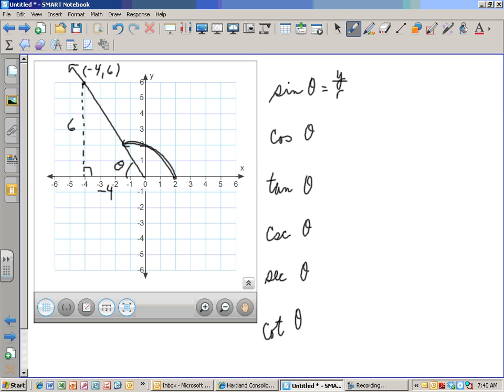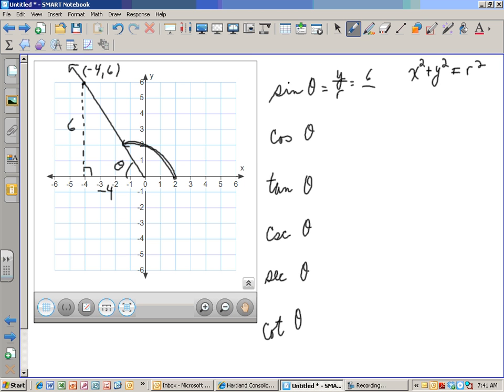Right? Rotate this all the way around. That r stands for radius. Okay? So the y value for sine would be 6 over r. So now I have to use the Pythagorean theorem to find that distance from the origin to that point.